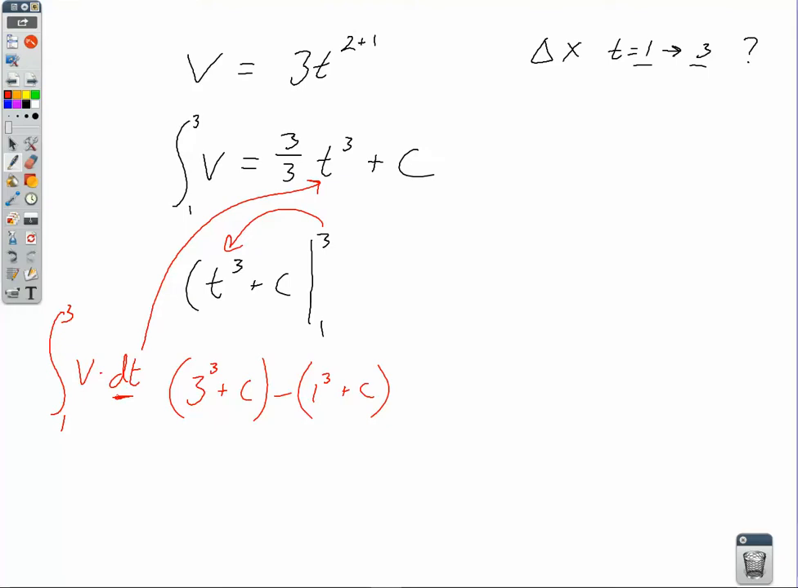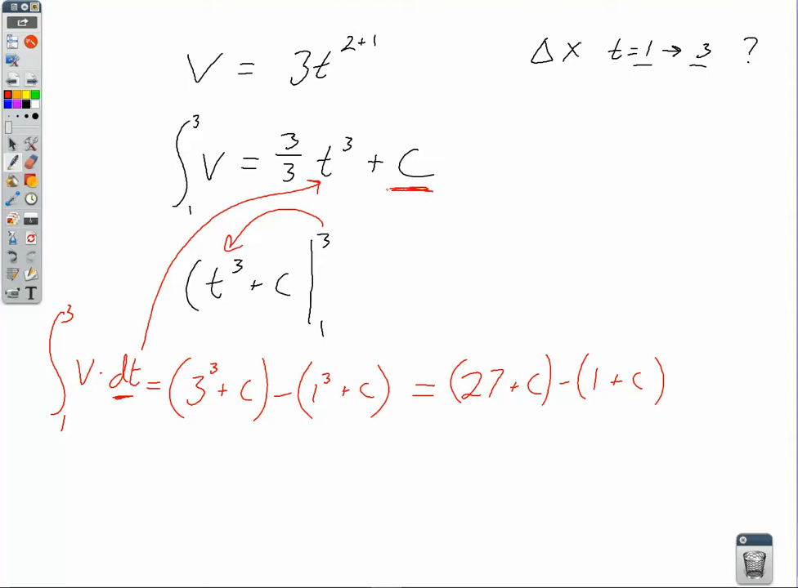Okay? So the integral of v from 1 to 3 is going to be this guy right here. So let's go ahead. 3 cubed is 27, so 27 plus c, and we're going to go minus 1 plus c. All right? And remember the c was in there because there could have been a constant from taking the derivative that went away. So when we take the antiderivative, we end up with some potential constant.